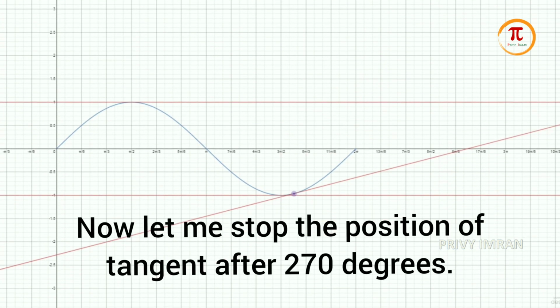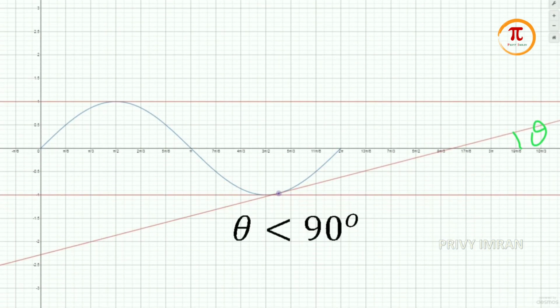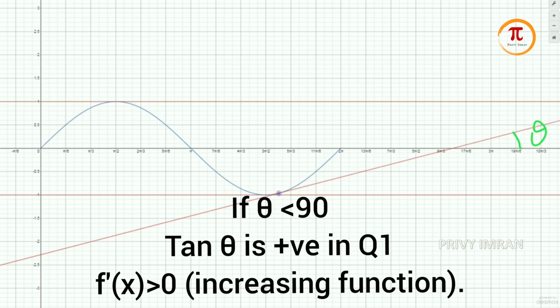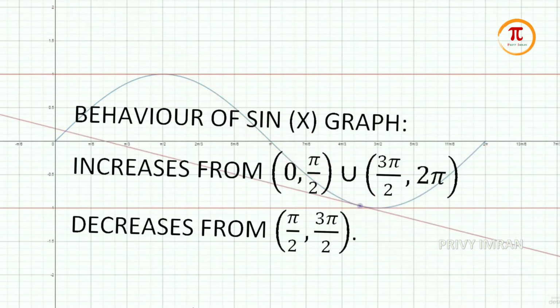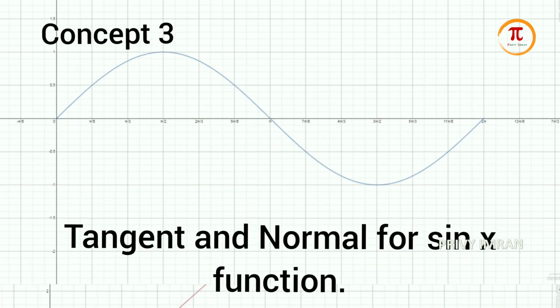Now let me observe the position of the tangent after 270 degrees. If you observe the angle between the tangent and the positive direction of x-axis, theta is less than 90 degrees. If theta is less than 90 degrees, hence tan theta is positive in first quadrant. Therefore, f dash of x is greater than 0. Hence we can conclude that the sin x function increases from 0 to 90 union 270 to 360 degrees. And again it decreases from 90 degrees to 270 degrees. Now here we are going to discuss tangent and normal for sin x function.